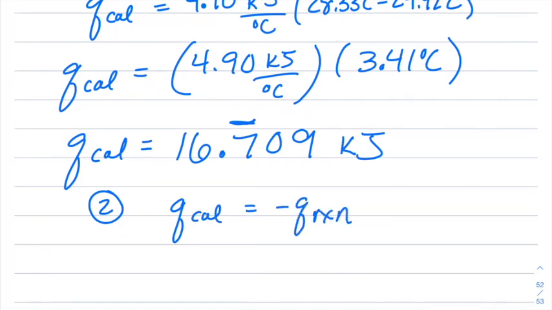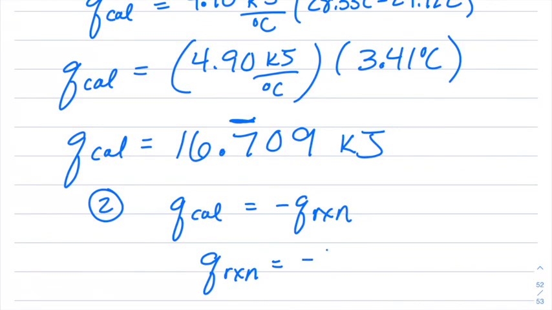So the Q of the reaction is the same value but with opposite sign. So it's going to be negative 16.709 kilojoules, like so. What we said way back when is that our system and our surroundings have the same amount of energy. However, one is giving it away and one is absorbing it.